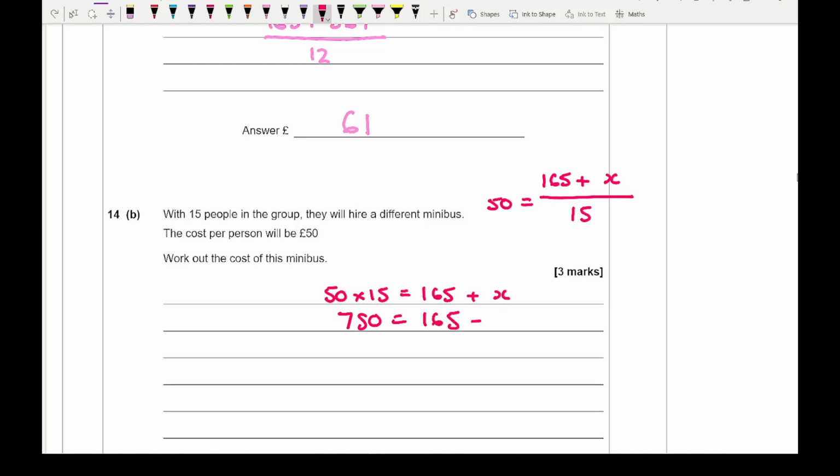And then to work out x, all I then need to do is take the 165 over to the other side by taking it away. So 750 minus 165 gives me an answer of 585.